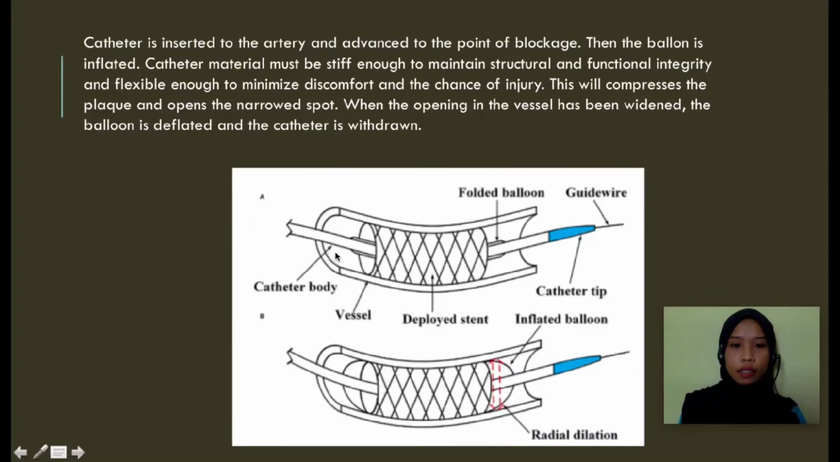So we can see there is a catheter body, a stent, a folded balloon, the guide wire, and also the catheter tip. So the catheter body will be inserted through the artery, and then the folded balloon here will be inflated like the B inflated balloon, and the artery here will be widened.